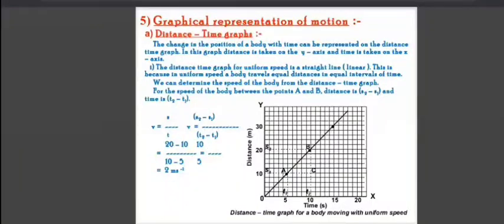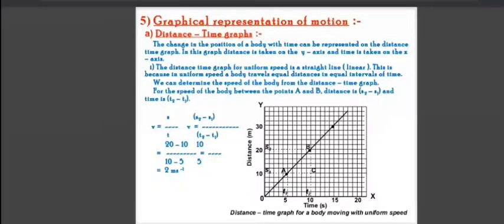Distance time graph we can also say as displacement time graph, and velocity time graph we can also say speed time graph, because distance and displacement will be equal when the body is going in a straight line or in the same direction. Same way, speed and velocity will be equal when the body goes in the same direction. So on the y-axis we have distance in meters, and on the x-axis we have time. Always on the x-axis we will have time.